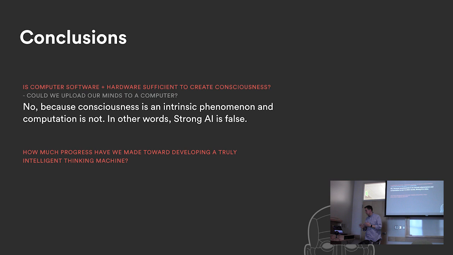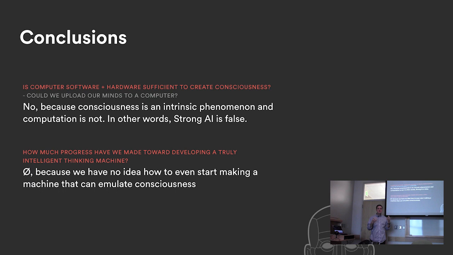How much progress have we made towards developing a truly intelligent thinking machine? I want to say that we've made zero progress, because we actually don't know all the causal mechanisms of the brain that give rise to consciousness. If we wanted to start to create a machine that was truly intelligent, we wouldn't sit at our terminals and start typing. We would try to find out how the brain actually does it, right? And then find some sort of way to duplicate those causal processes. In my view, you literally have to believe in magic to believe that a computer could be conscious.